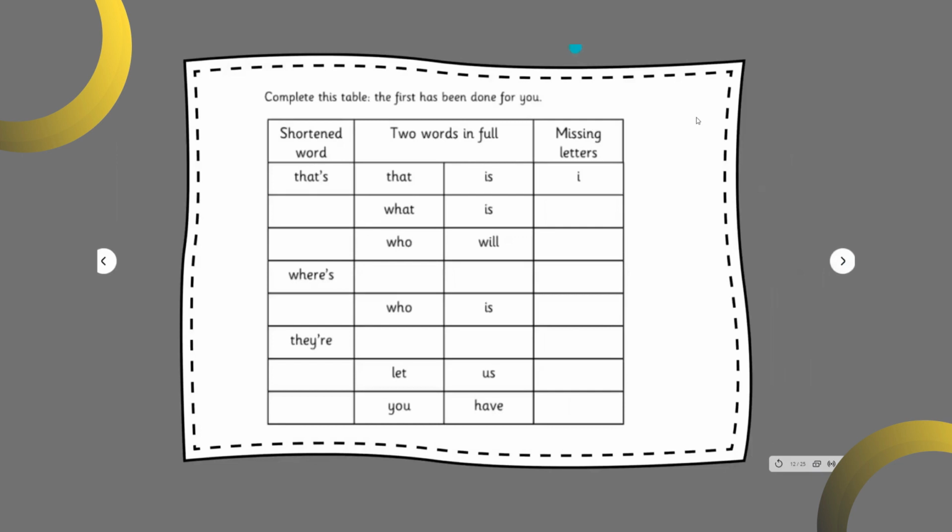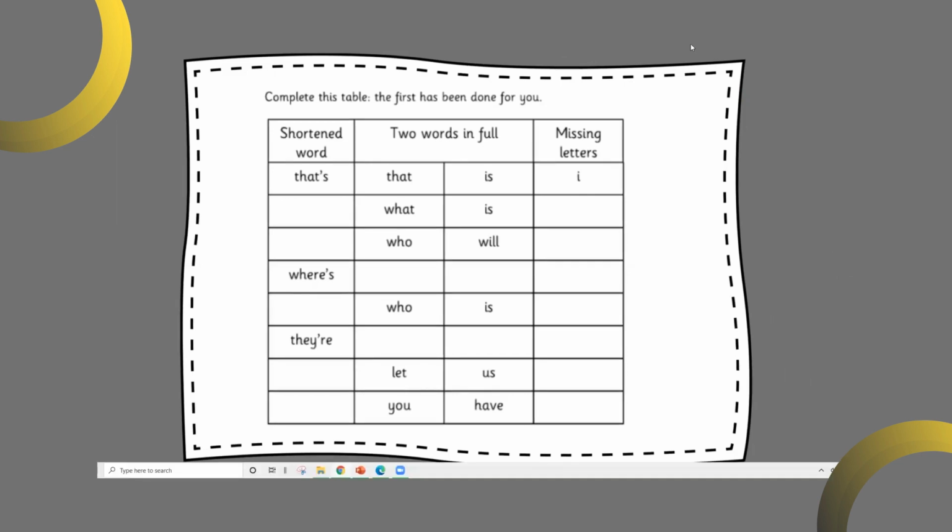Have a go at this task on the next page and see how you get on. Just pause it and then draw the table out. Put in the shortened word of these two words in full and the missing letters in this column. So just pause it and draw the table out.